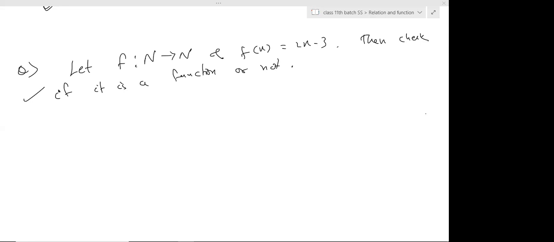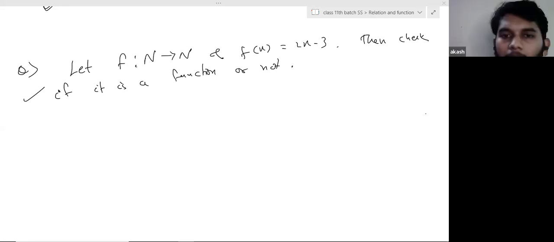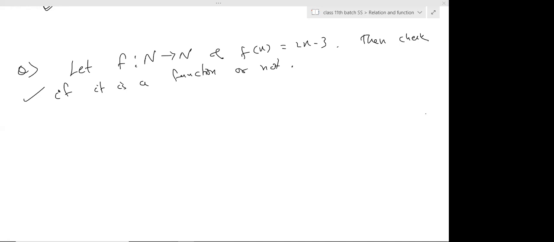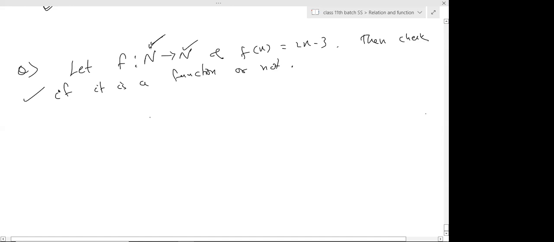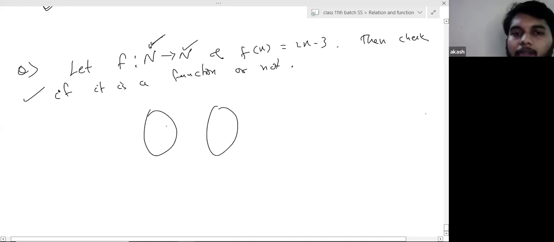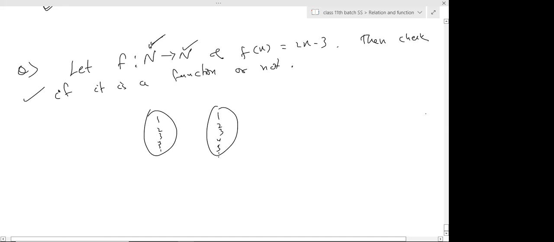Sir, the elements of the first set should be unique. Absolutely right. And all of them must be related, right? Yes, sir. All right. So in this question also, from this set A, all the elements must be related to any element of set B, right? Yes. So how can we check this? This is natural numbers. Natural numbers means 1, 2, 3, 4, 5, and all. And this is also 1, 2, 3, 4, 5, 6. So this won't be a function, right?